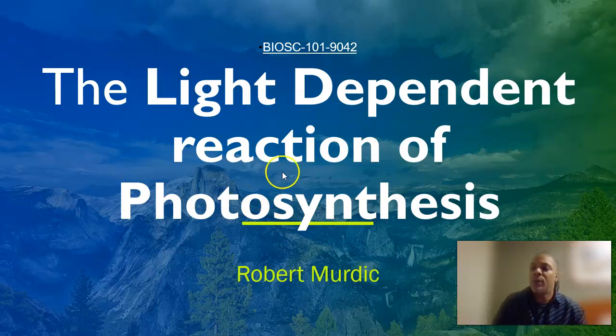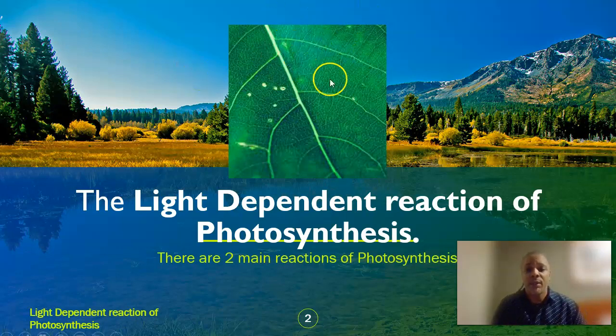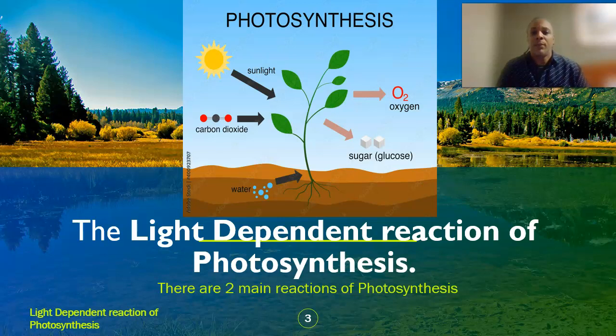Now, let's go on to phase one. The light dependent reaction of photosynthesis. There are two main reactions of photosynthesis. As you see here, photosynthesis is the process where sunlight, carbon dioxide, as well as water, are absorbed into the plant, and through photosynthesis, oxygen and sugar, which is glucose, are created and released.